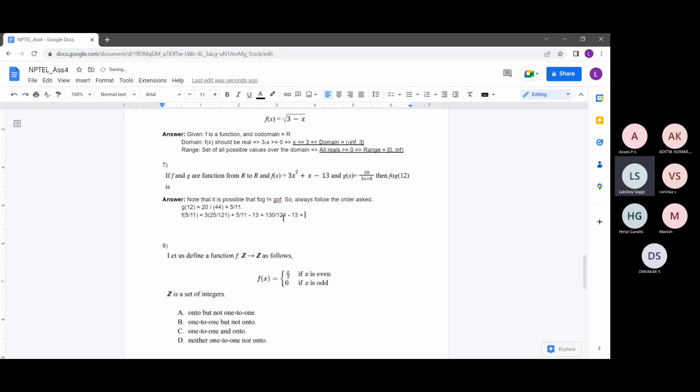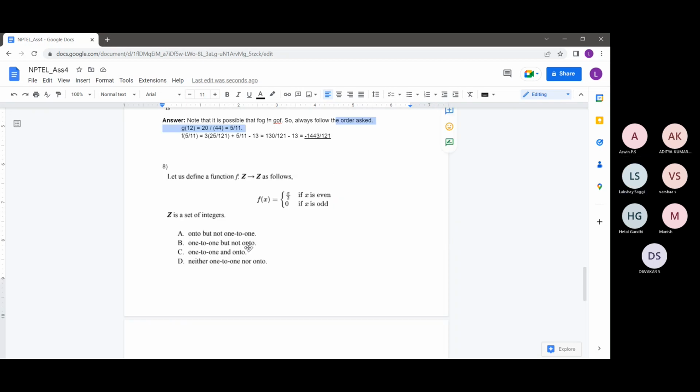And then I'll just cheat a bit and take the answer directly. This will come out to be 1443 by 121. This is the final answer. I don't think it's really necessary to see how this answer came to be. We have followed this: first we calculate G of 12, then we calculate F of 5 by 11. Everything else is just calculation. The only thing to note in this question is just follow the order asked.